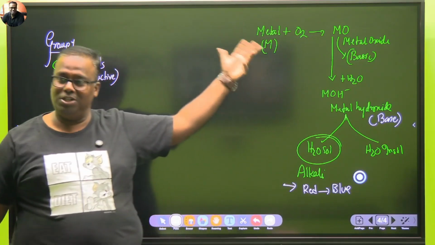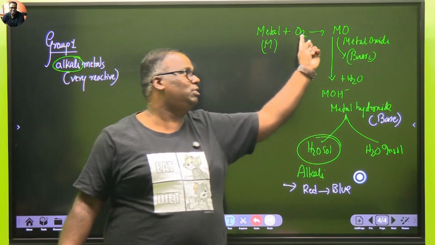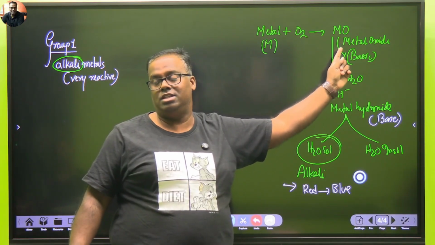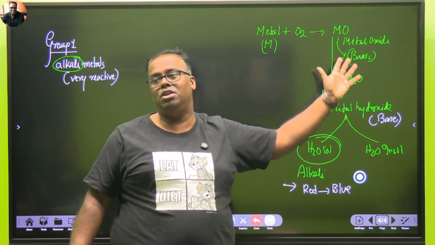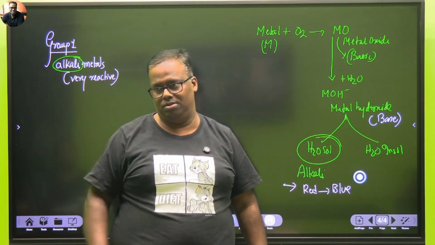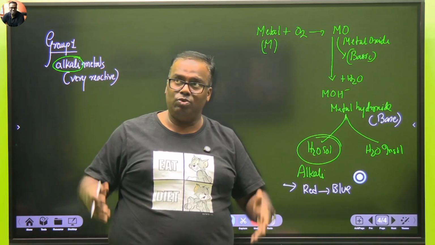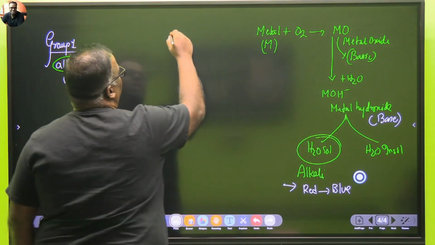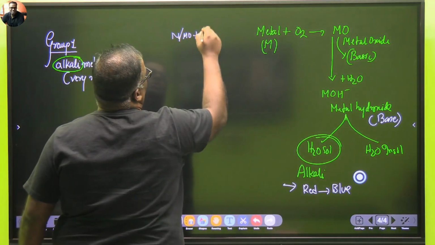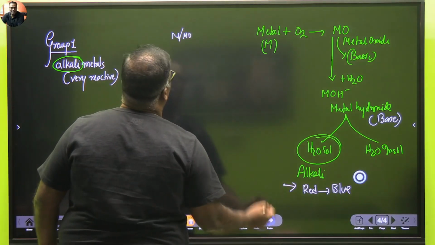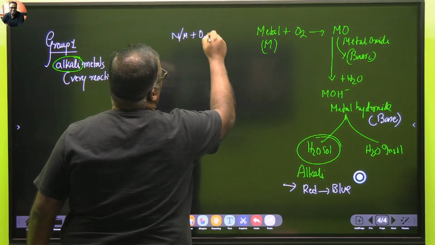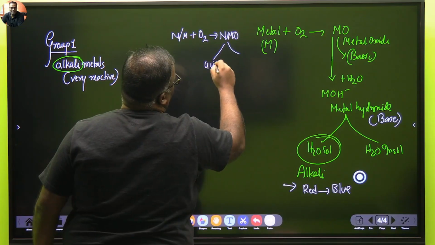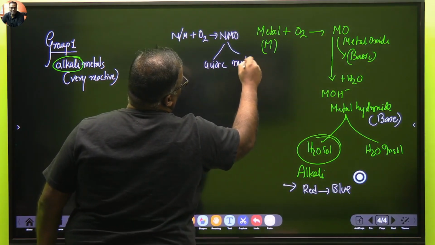Similarly, iska non-metal story bhi sun lo. Non-metals react with oxygen to form non-metal oxides. Non-metal oxides, जैसे इसको हम क्या बोलते हैं? Non-metal oxides are either acidic or neutral. When they react with water, the acidic oxides form acids. चलो वो भी लिख लो, ये सब जरूरी है. Non-metal reacts with oxygen to form non-metal oxide. A non-metal oxide can be either acidic or can be neutral.